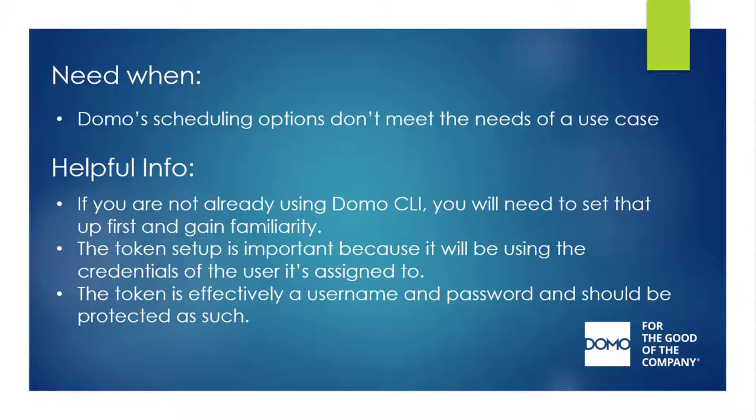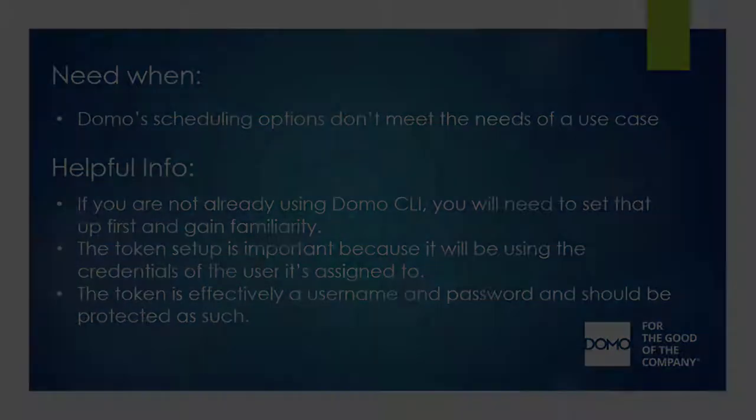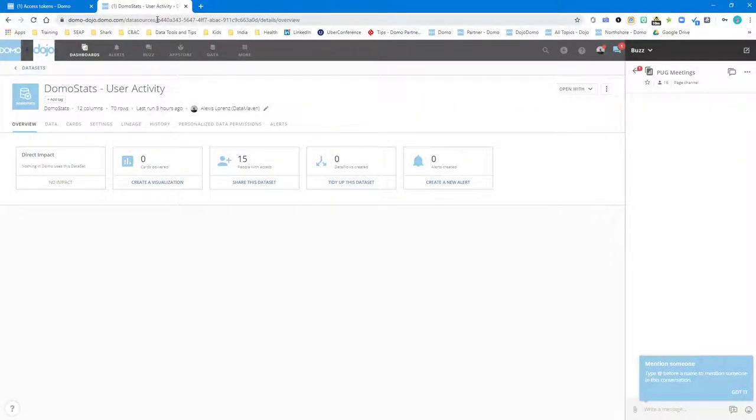If you're not already using Domo CLI, you'll need to get that set up first and gain your familiarity with it. I also want to note that when you set up the token for this process, you'll be using the credentials of the user that it's assigned to. And if you're setting this up as anything routine or it's going to be visible by anybody else, you want to be really careful with who sees the token information, as it's effectively a username and password, so it should be protected as such.